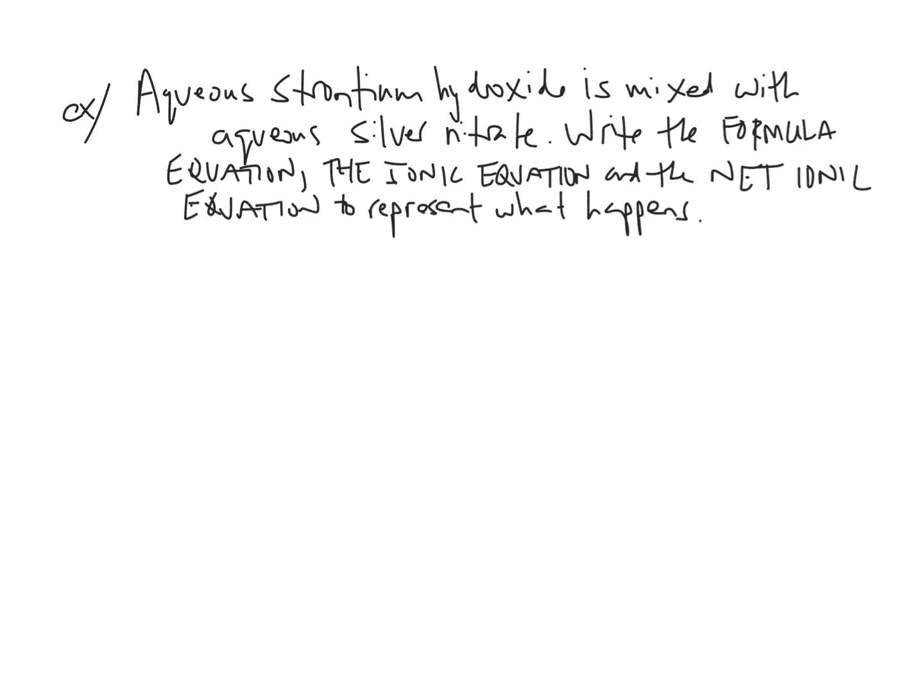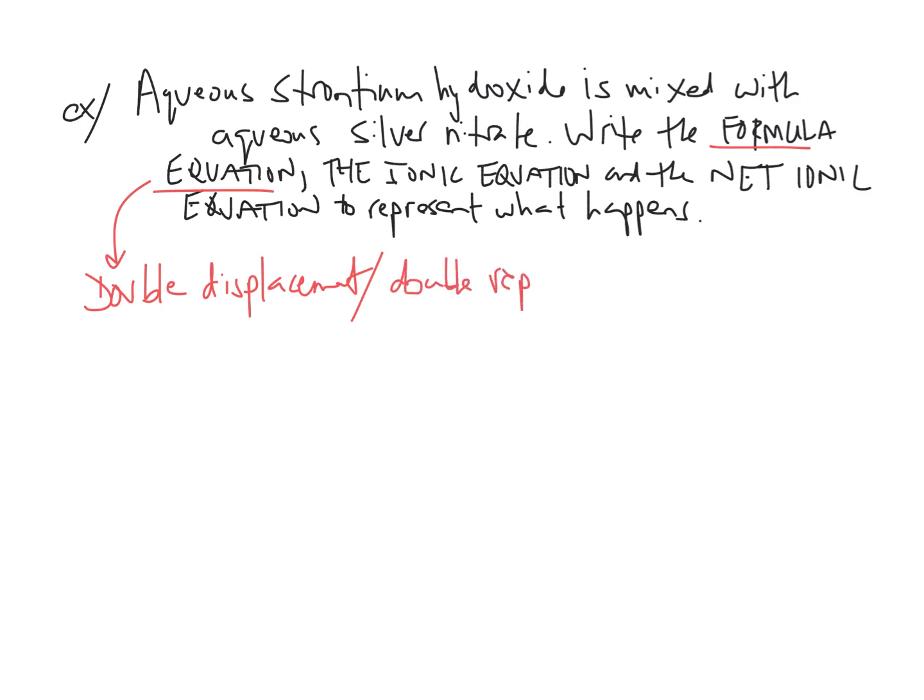So, first of all, we'll work on writing what they call the formula equation. This means you write out the formulas for the starting compounds, and then you figure out what the products are and write the formulas for those. Usually, this is going to represent what we call a double displacement or a double replacement, depending on who you talk to, reaction. So that's what kind of reaction it is. All right, so we need the actual formulas.